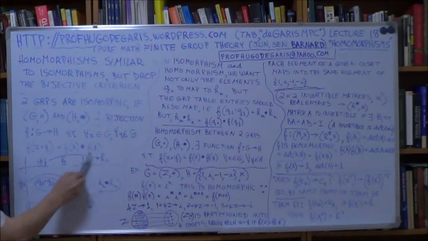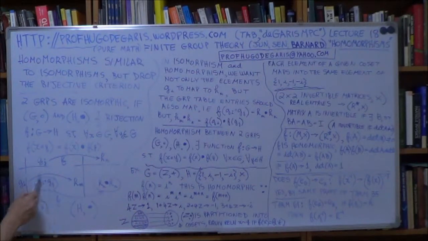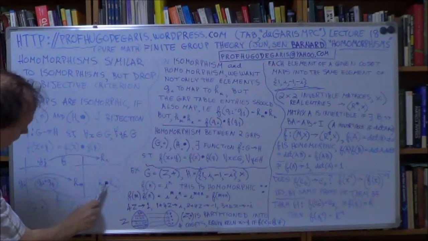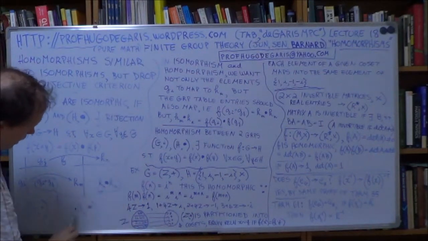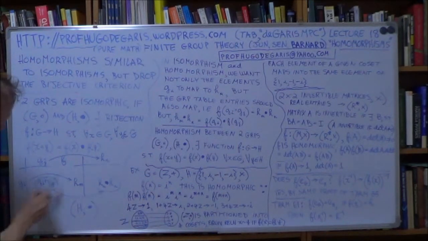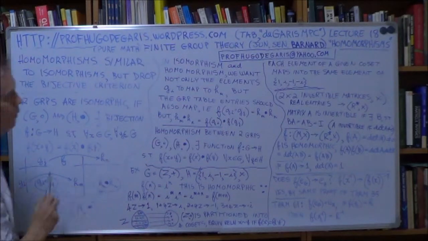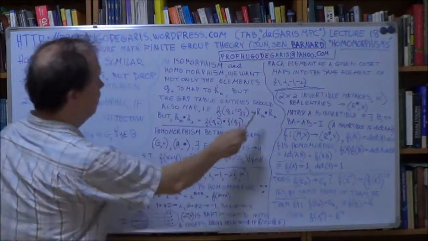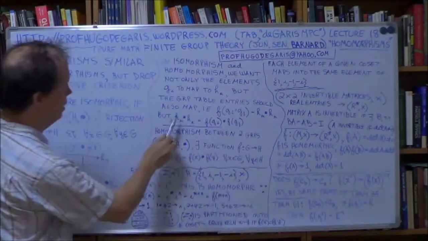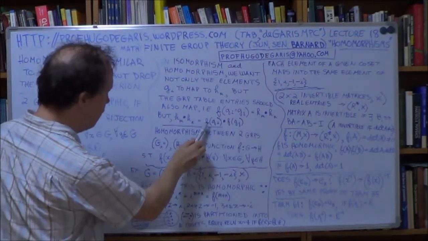This maps to that maps to that, and you want the entry in your group table for group G to map into the corresponding entry in your second group, H, right? So f of this should be what that is. Okay, so you want f of this to be that. But what are these two things? Well, HM is f of GI.